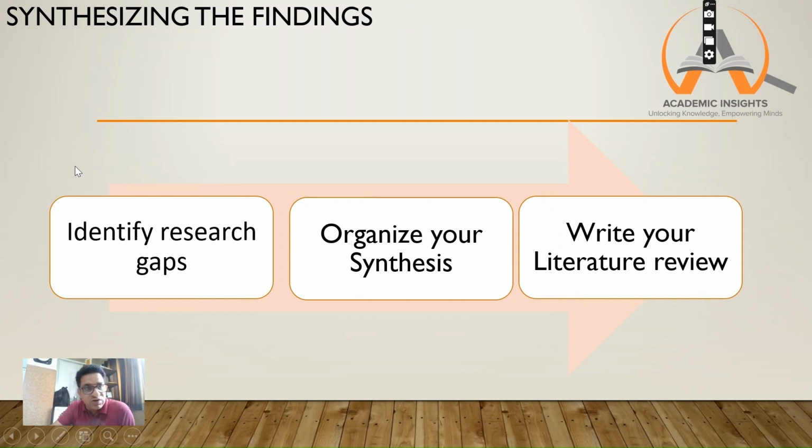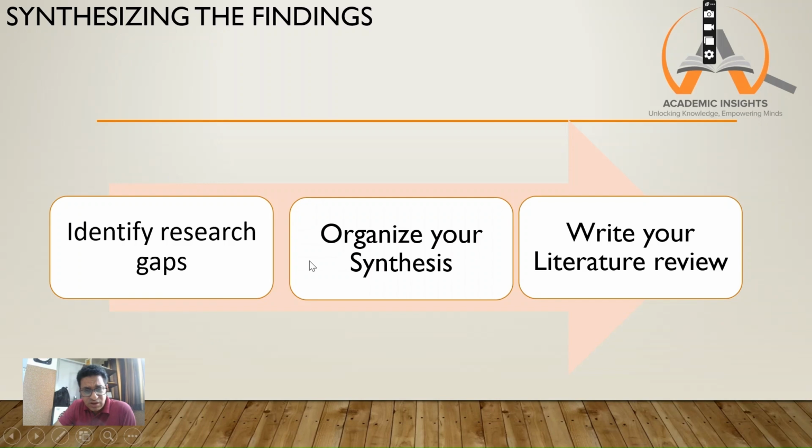The previous slide was how to conduct a better literature survey, and now this slide is telling you how we can synthesize our findings, like what we have done in the literature survey, how we can organize our findings of the existing studies. So we have to identify the research gaps, we have to organize our gaps, and we have to then start writing the literature review. So this is a three-step process for synthesizing the research findings from the existing studies.